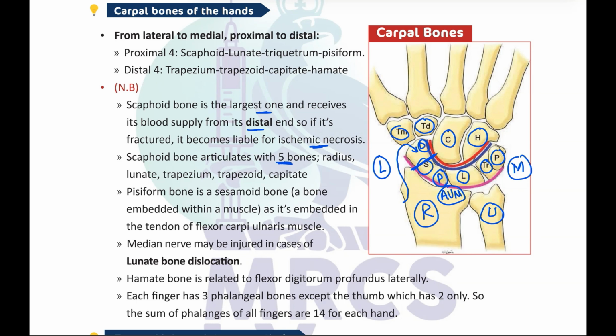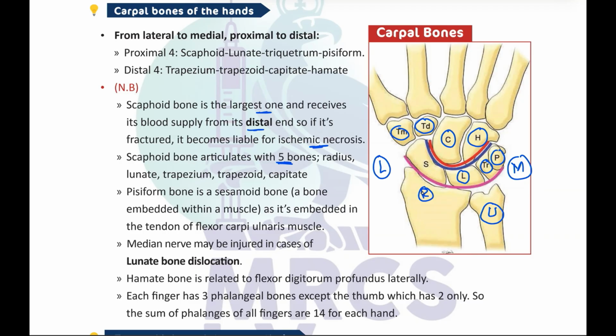Let me clear some space. So it is articulating with the radius. It is articulating inferiorly or proximally with the radius, and it is going to be articulating medially with the lunate and superiorly with the capitate, trapezium and trapezoid.